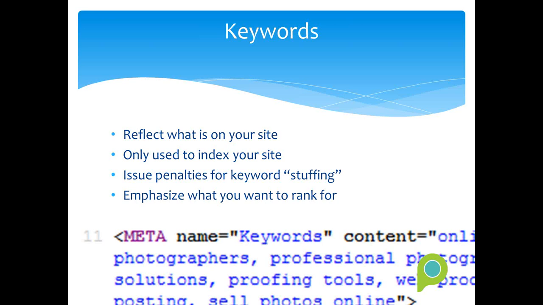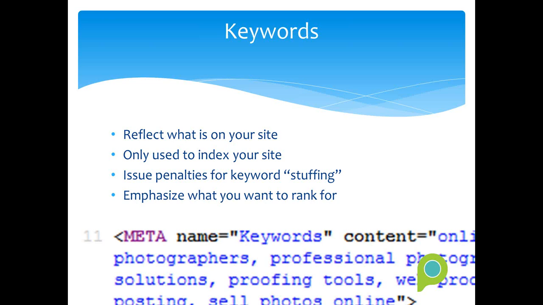Google and Bing issue penalties for keyword stuffing. And when we talk about a penalty, this can involve lowering the rank of your website so you're seen in less search results. In extreme cases, it can result in an outright ban of your website. And a ban of your website means that no matter what term they use, they will not pull you up in a search result.